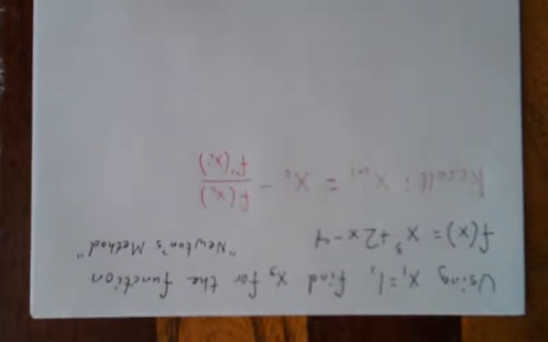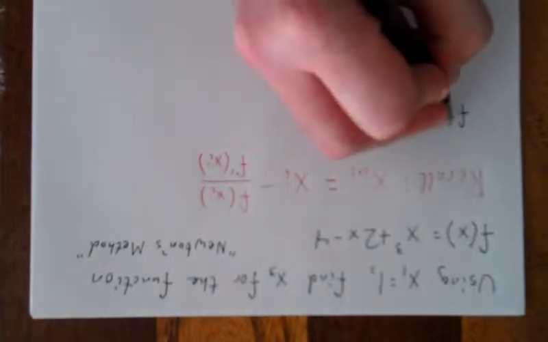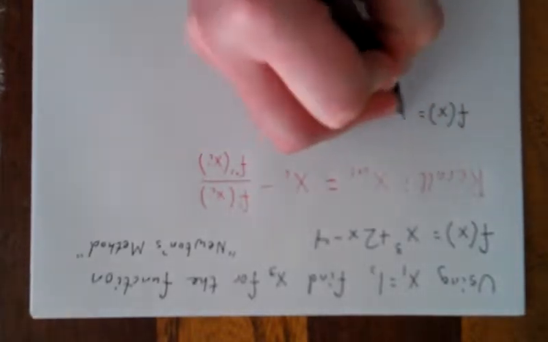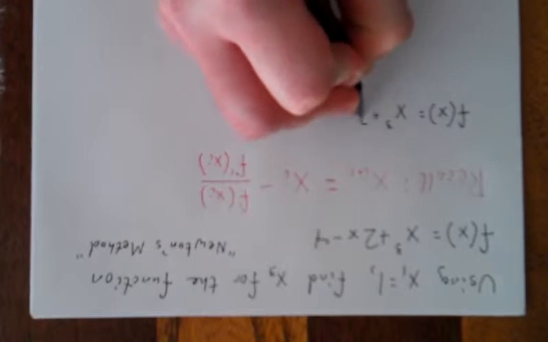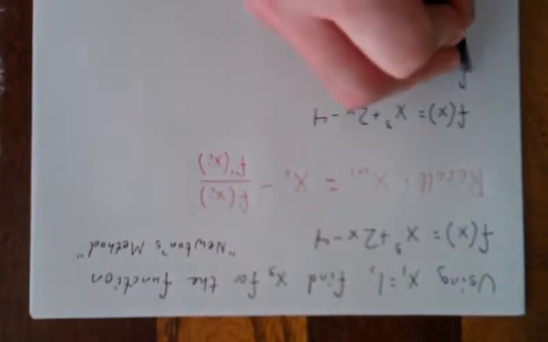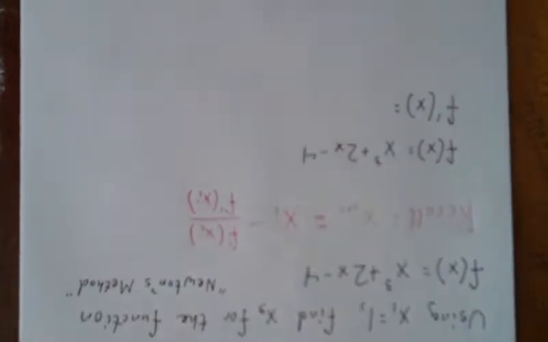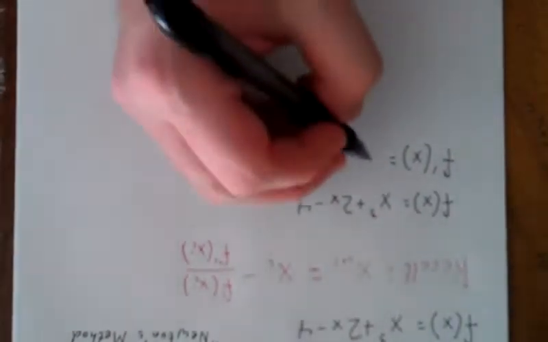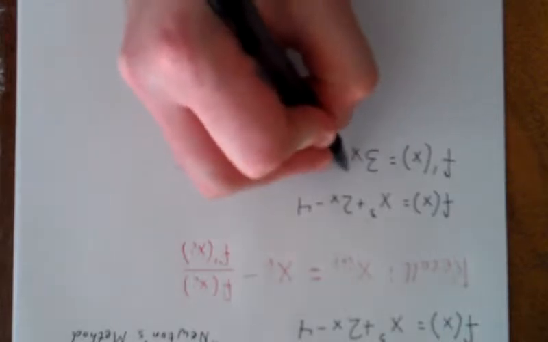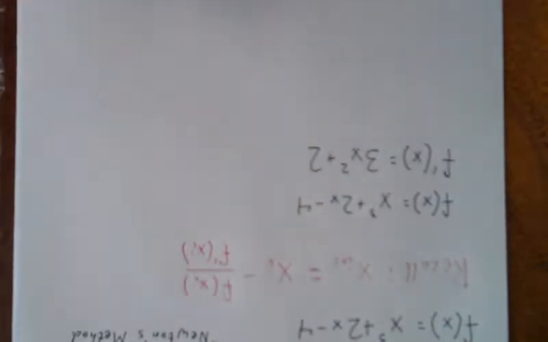Now, with that in mind, what we have is an initial guess of x equals 1. We're going to be using the function f of x equals x cubed plus 2x minus 4. We'll also need the derivative of this function. The derivative is going to be a straightforward power rule. x cubed gives us 3x squared. The plus 2x becomes plus 2, and minus 4 is a constant, so that goes away.